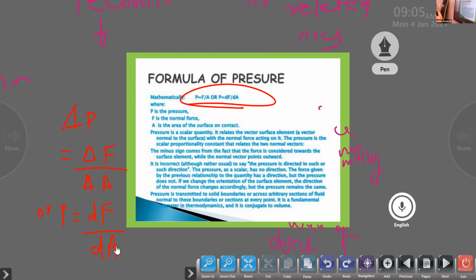Which are the factors affecting pressure? There are two factors we have. First factor is force, and second factor is area of contact.